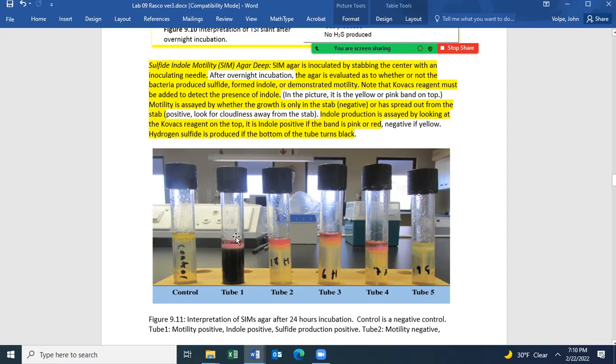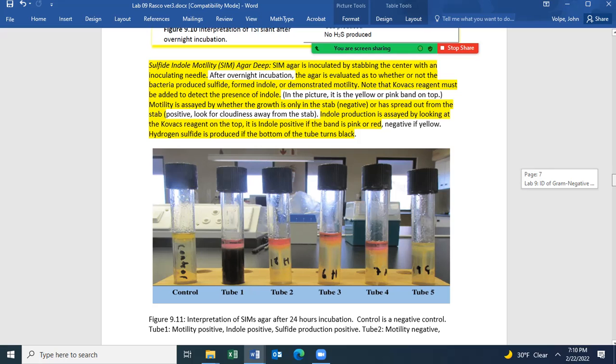And here, because black is everywhere, you can't tell if it's yellowish or if it's red. Actually, it's red on the top. Sorry, I don't know what I'm thinking. It's red on the top, so we do have indole being produced. No indole, no indole. And then indole is positive, indole positive, indole positive, indole positive.